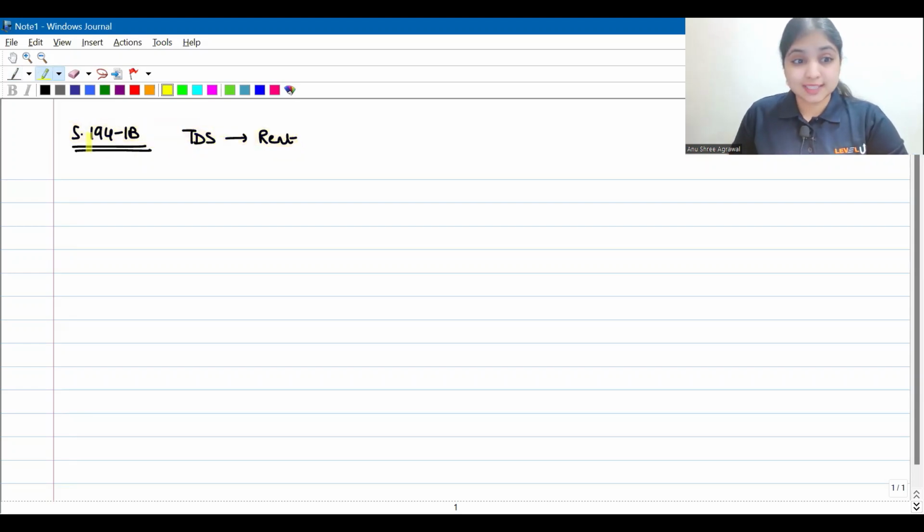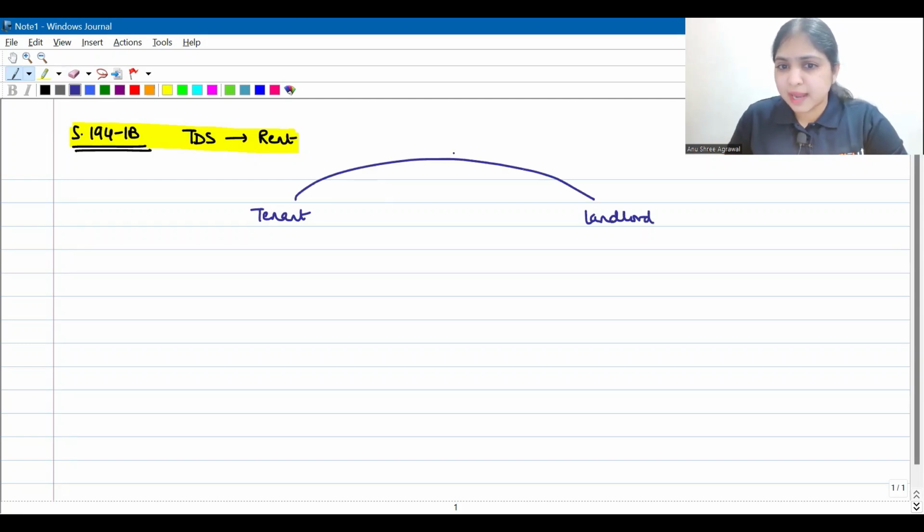Just like all the other sections, let's draw a diagram for Section 194IB as well. Let's say there are two people in the story. We have the tenant and we have the landlord. Now the landlord has given to the tenant some land or some building on rent. If you remember, in Section 194I, we had land, building, plant, machinery, furniture, fixtures. Three options we had. But here I am not talking about furniture and fixtures. I am not talking about plant and machinery. I am talking only about land and building.